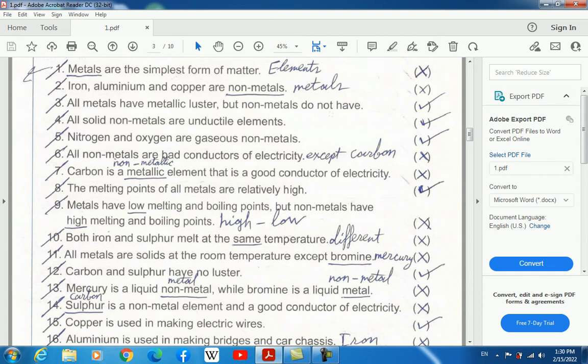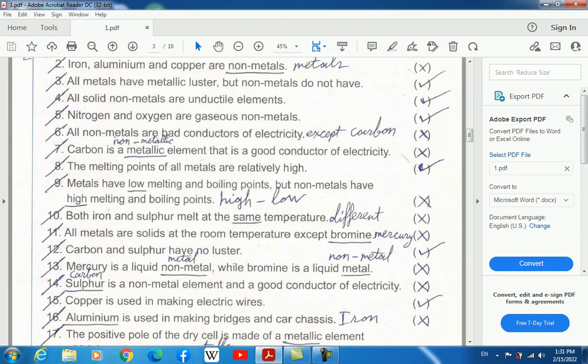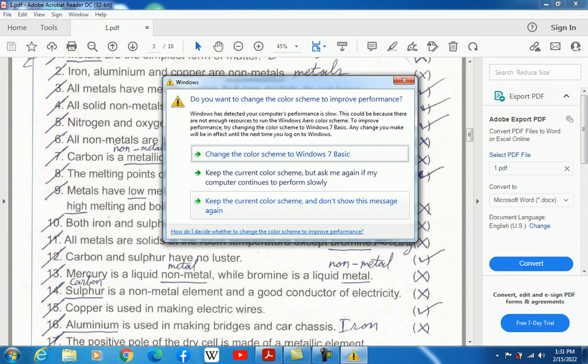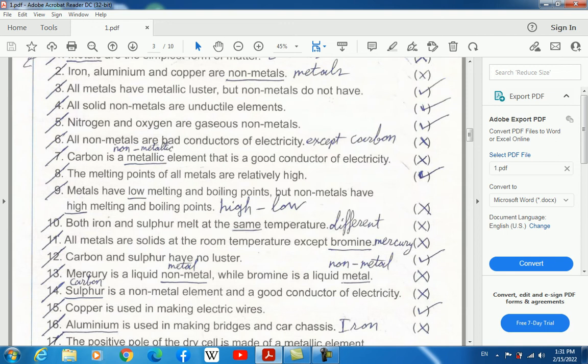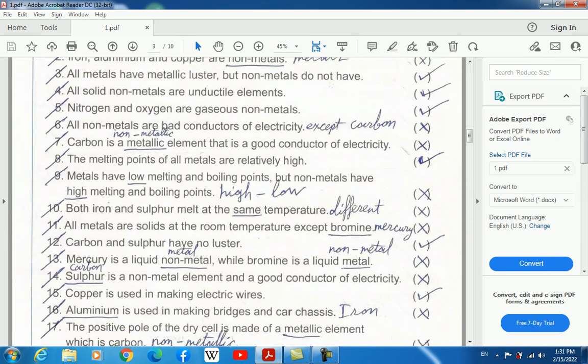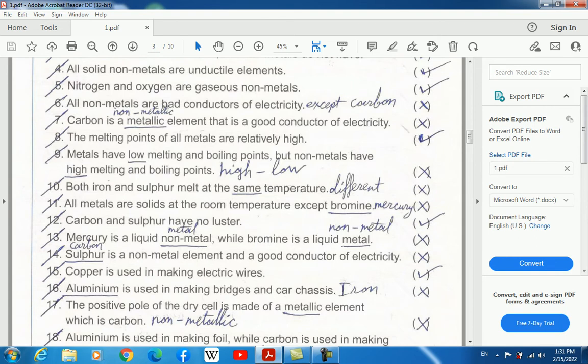And this is a false statement because elements are the simplest form of matter. 2. Iron, aluminium, and copper are non-metals. This is also again false because they are all metals. 3. All metals have metallic cluster, but non-metals do not have. This is a correct statement. 4. All solid non-metals are unductile elements. This is correct.